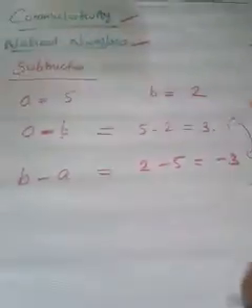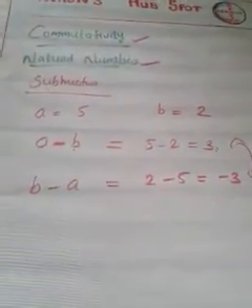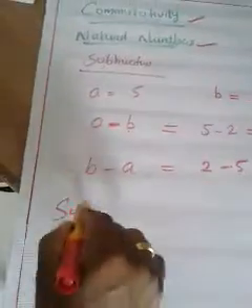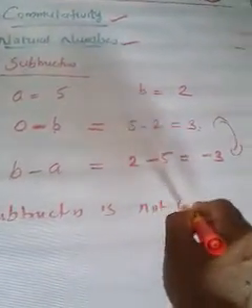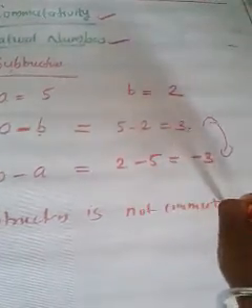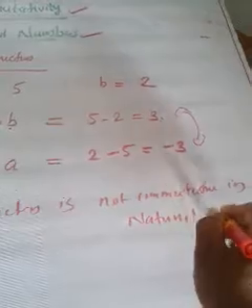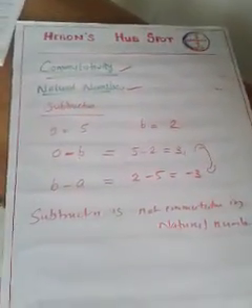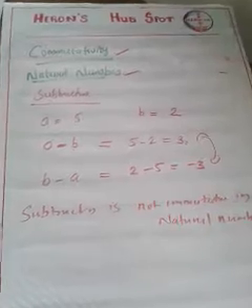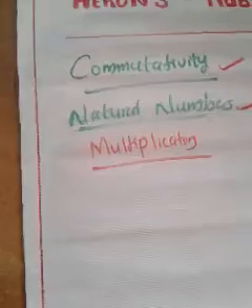Why? Because a minus b and b minus a are different. If they are the same only, we can say it is commutative. Both are different, so we cannot say it is commutative. So subtraction is not commutative in which category of number? In natural numbers. Subtraction is not commutative because a minus b and b minus a are different. So the next operation is multiplication.